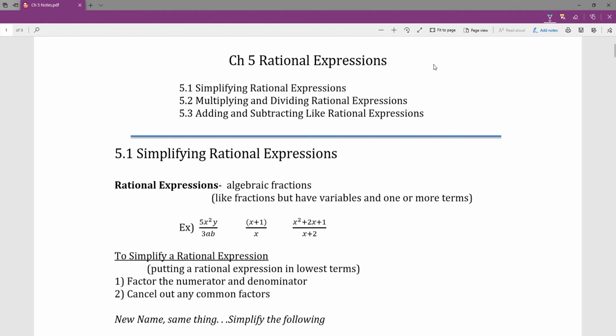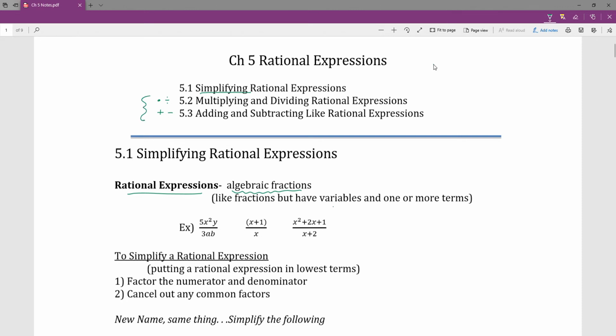So 5.1 is on simplifying rational expressions, and then we're going to get into the operations, multiplying and dividing, and then adding and subtracting. And we are really going to parallel stuff that we know from fractions. So rational expressions are fractions of algebra or algebraic fractions. So they're like fractions in every way as far as the operations go. So we'll need to remember that.